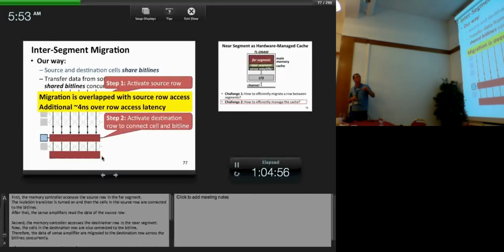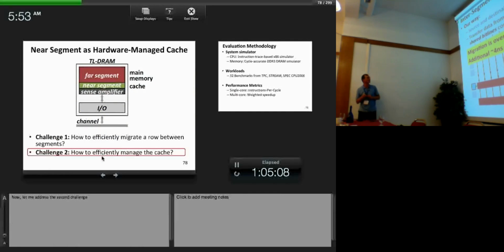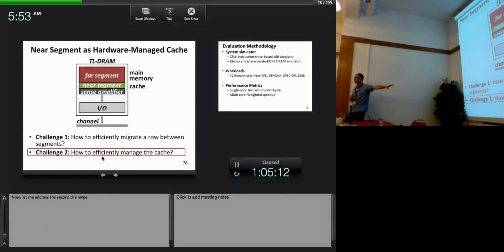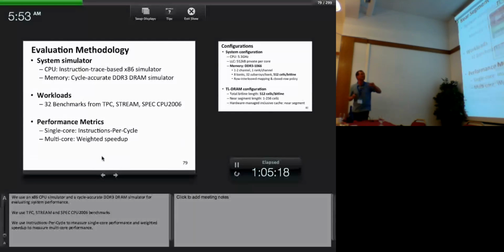Migration is overlapped with the source row access, actually. And you get only an additional 4 nanoseconds over the row access latency. We're going to use this to do fast page migration and fast page initialization in DRAM in a little bit, probably. Okay, how do you efficiently manage the cache? I will not talk about it, but maybe you are looking into caching algorithms, and your caching algorithm may be applicable over here also.